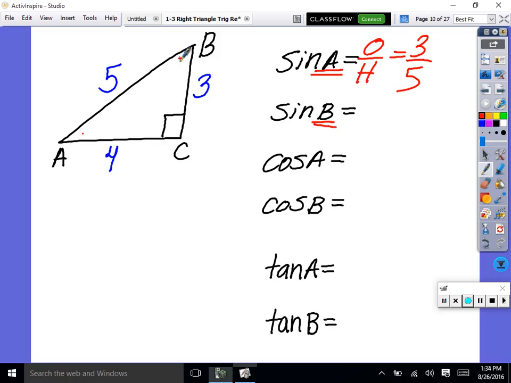We've got to go to angle B. Sine is still SOH, opposite over hypotenuse. So that would be 4/5. Does everybody understand that?